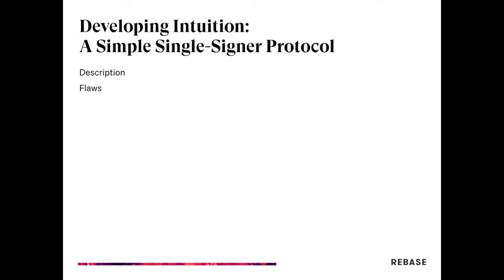Developing Intuition, a simple single signer protocol. So the authors set forth a simple system as an example for consideration at the beginning. They mention 3 components. 1 is a signer who's an off-chain actor. 2 is a pegged Bitcoin contract, which is an ERC20 contract on Ethereum. And then there's the depositor, another off-chain actor.